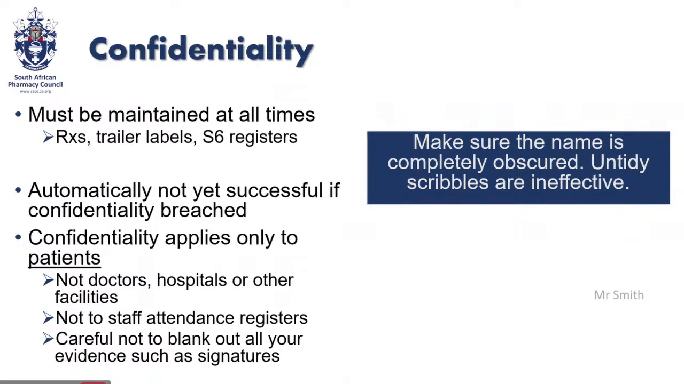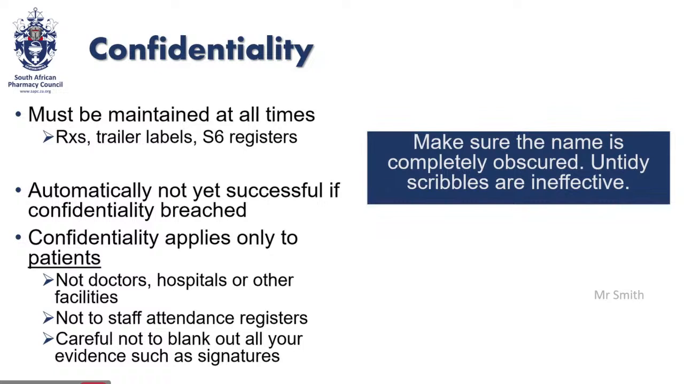So I know it's POPI Act, but if you blank out everything, there's nothing to assess. I always say, if the doctor made a terrible mistake, which can happen, and it can harm his work as a doctor or his registration, then you can hide or black out his name.